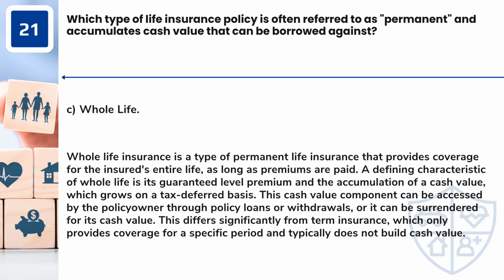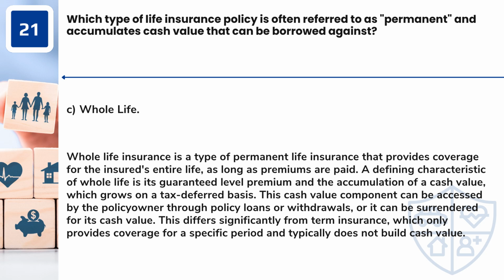Answer: C. Whole life. Whole life insurance is a type of permanent life insurance that provides coverage for the insured's entire life, as long as premiums are paid. A defining characteristic of whole life is its guaranteed level premium and the accumulation of a cash value, which grows on a tax-deferred basis. This cash value component can be accessed by the policy owner through policy loans or withdrawals, or it can be surrendered for its cash value. This differs significantly from term insurance, which only provides coverage for a specific period and typically does not build cash value.